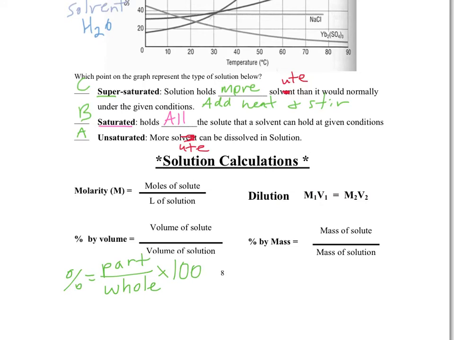For molarity, molarity was our moles of solute divided by our liters of solution. So molarity is always moles per liter. For dilution, that's when you're taking one solution and you're making it into a diluted solution. If you're taking a concentrated juice and you're adding water, you are diluting it. So you look at the starting molarity, molarity is moles per liter, and the starting volume, and you compare it to the final molarity and the final volume. You're always going to be looking for one of the missing variables.